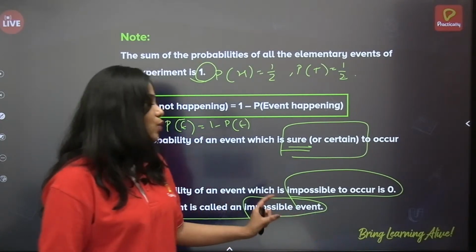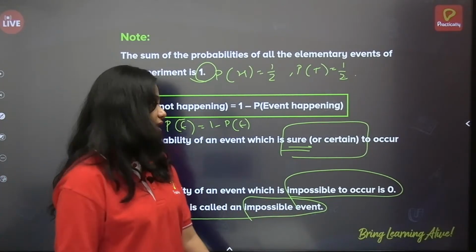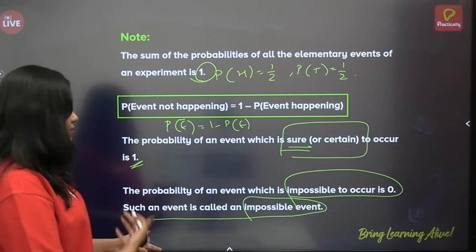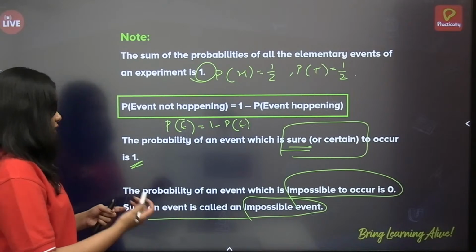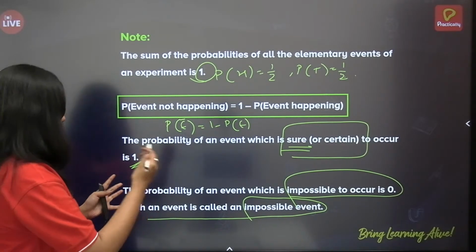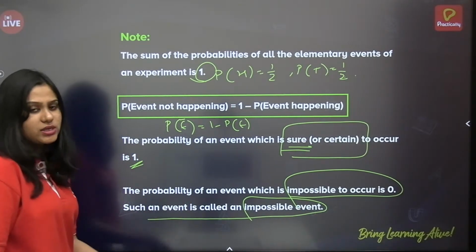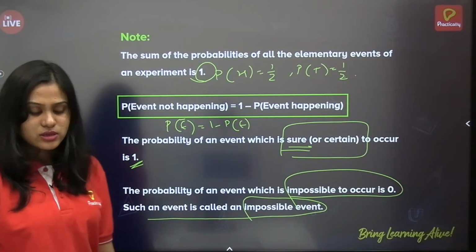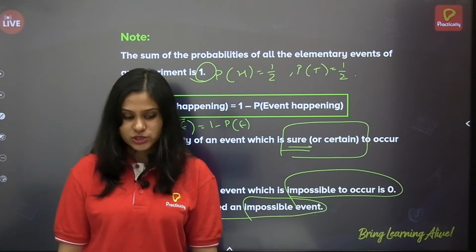So, that is one example of an impossible event. Again, this is an impossible event. The probability of a sure thing is 1. The probability of an impossible event is 0. These are two important things you have to remember. That's it. Okay. No water on the earth.